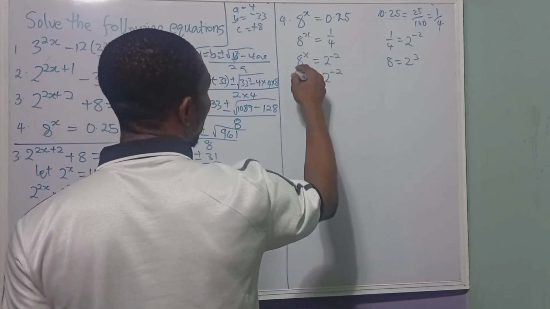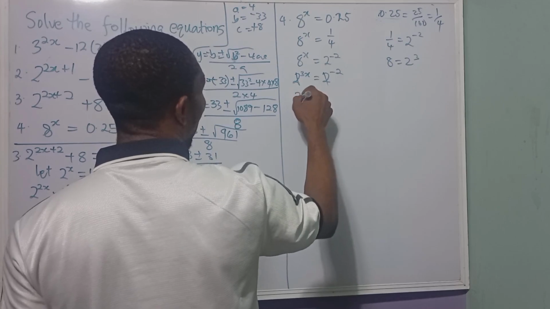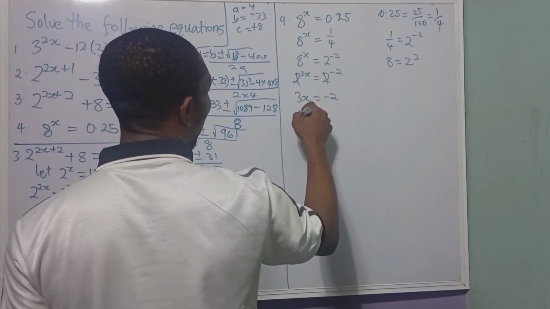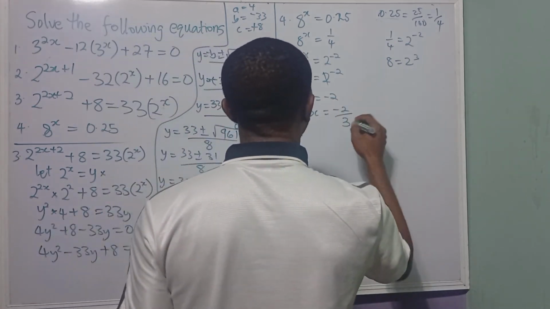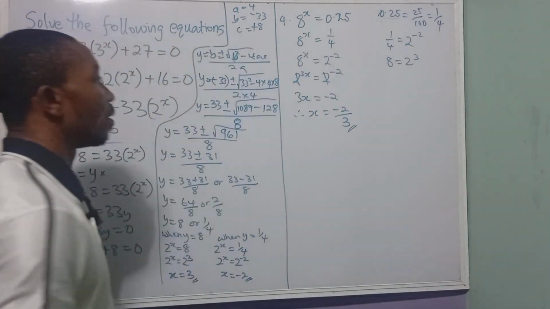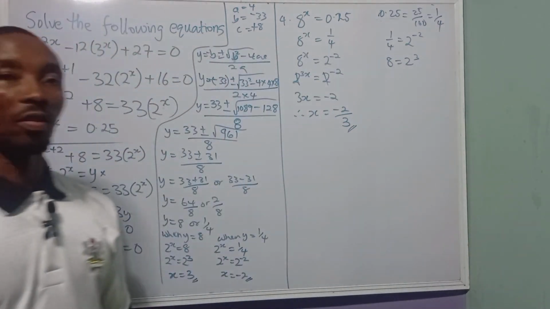So equating bases, 2 cancels 2, leaving us with 3x equals minus 2. So therefore, x equals minus 2 over 3. So the value of x will be minus 2 over 3.